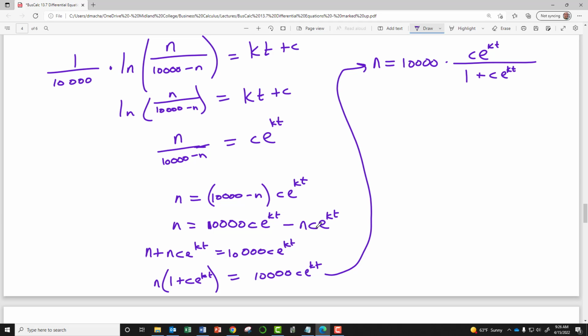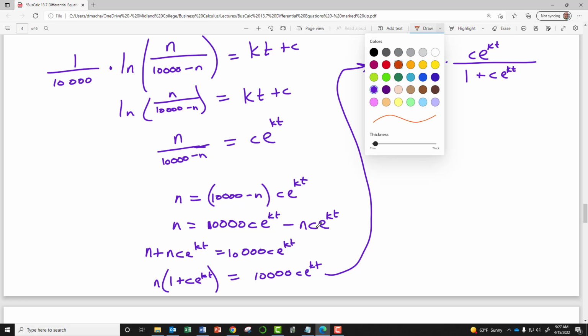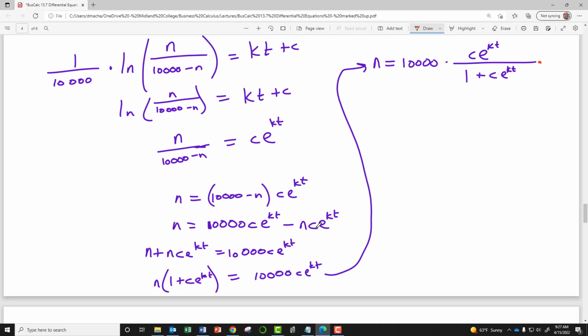And you could stop here. This is a good formula explicitly in terms of n. But a lot of times you might see people multiply both the top and bottom of this fraction by this. I'll show you what I'm about to do. And since I'm multiplying the top and bottom by the same thing, it doesn't really change a whole lot. I'll multiply by 1 over c e to the negative kt, and then again 1 over c times e to the negative kt.